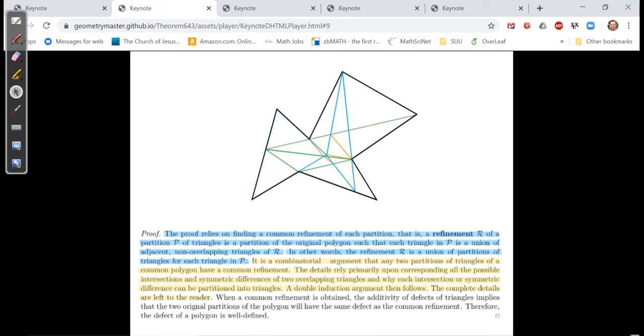a common refinement of the original partitions. And this common refinement, because of the additivity of the defect, doesn't change the defect of the original partition. And since any two partitions have a common refinement, and the refinement will have the same defect as the original two partitions did, those two partitions give you the same defect, and therefore the defect of polygons is well defined.